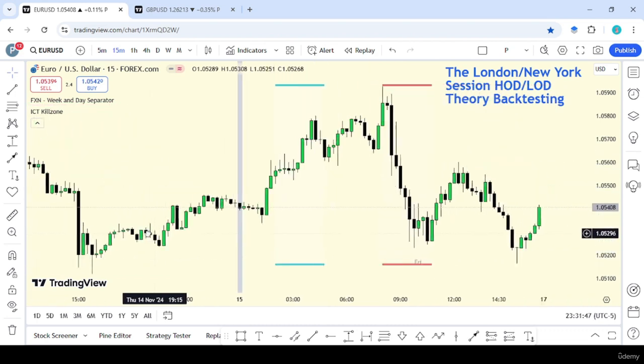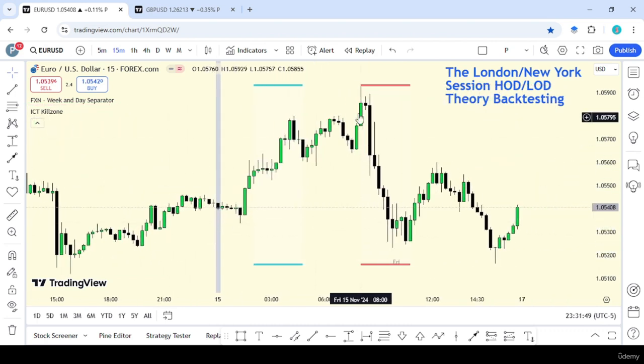And then the very next day, which is the last example in the Euro USD, we had the high created at 8 a.m., the high of the day, then the low of the day came in at 15:30. But we had the significant low created at 9:45 during New York session.